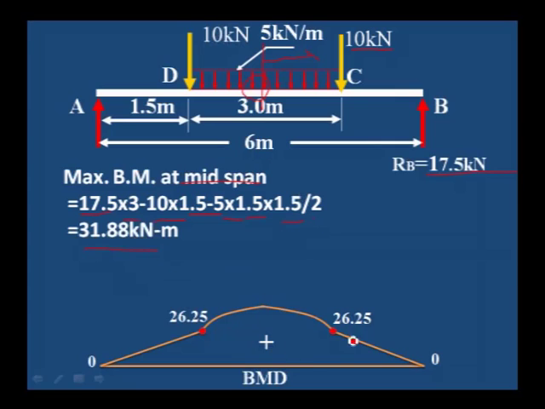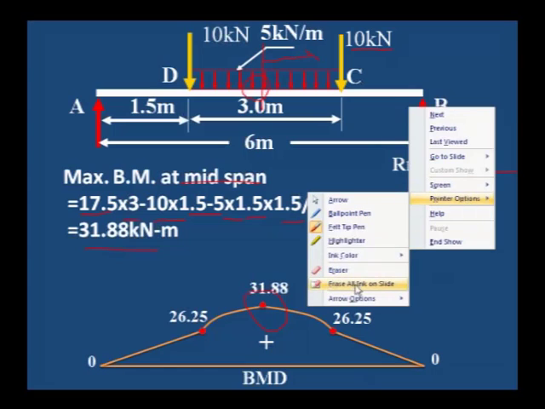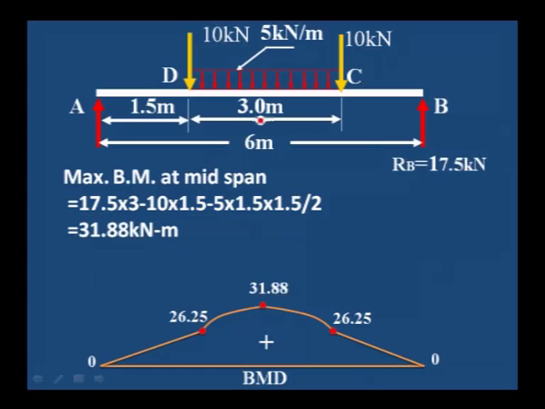31.88 is the maximum bending moment at the center. 31.88. Like this, when a symmetrical load is given, we can easily calculate the bending moment and shear force diagram.